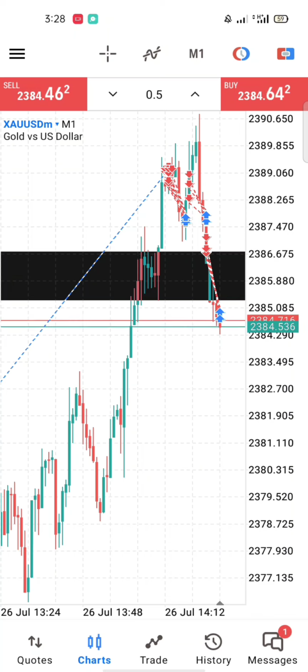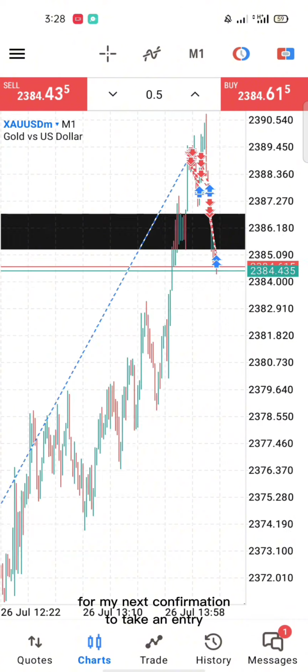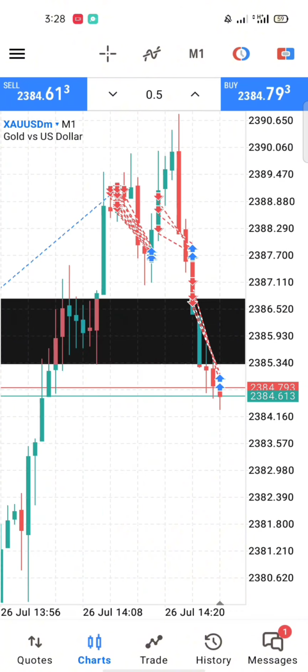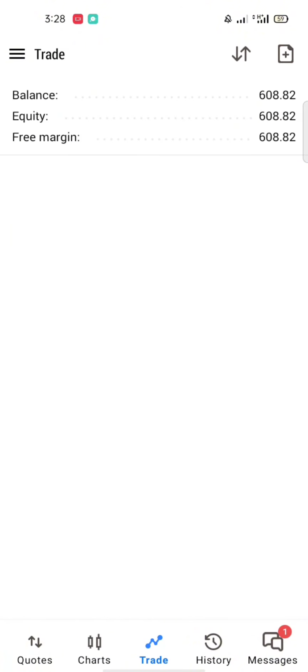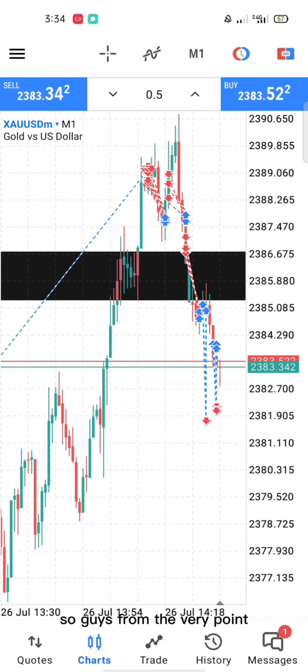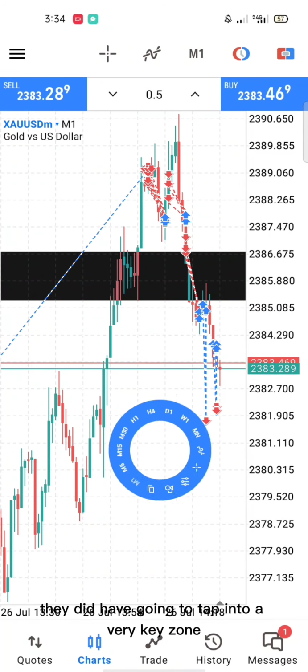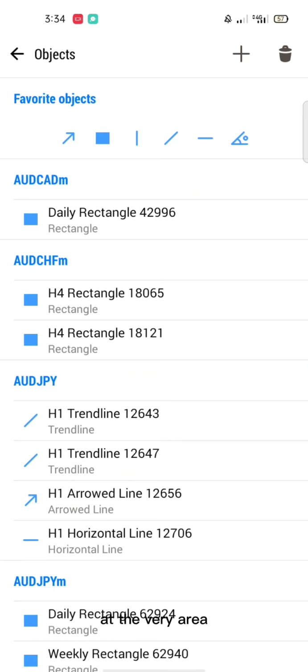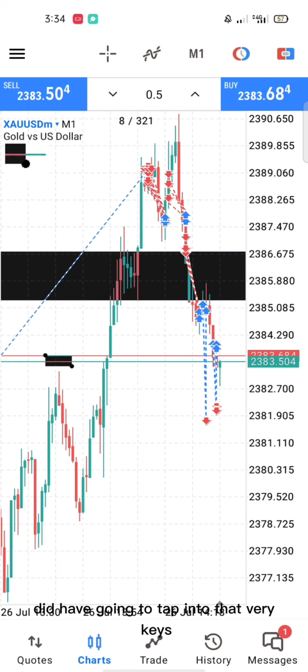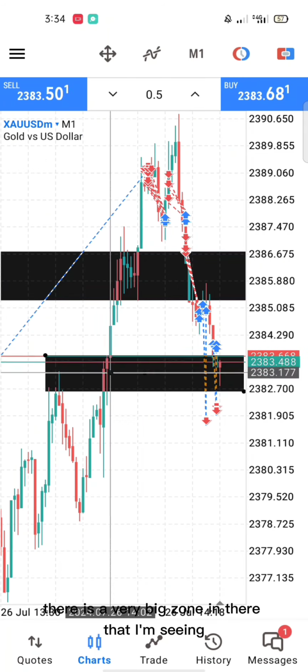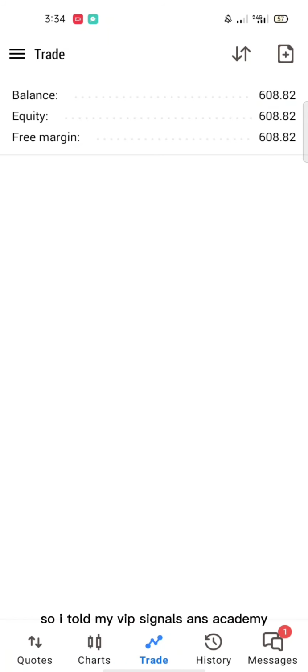Let's see XUSD do his thing and play out. Let's wait for my next confirmation to take an entry and flip the account to something very massive. So guys, from the very point, the trade has currently tapped into a very key zone at this very area. There's a very big zone there that I'm seeing that the trade must buy.